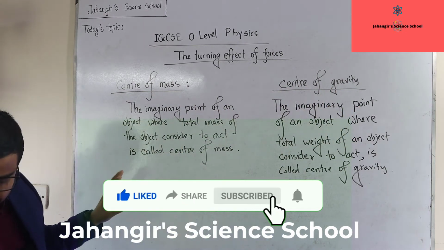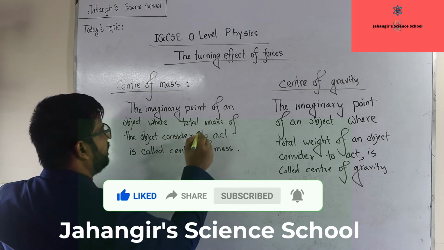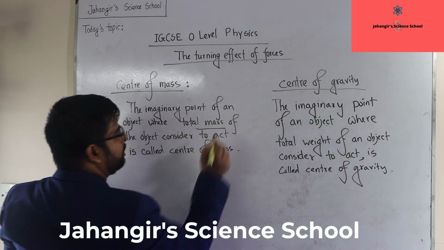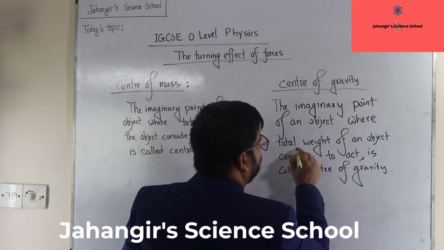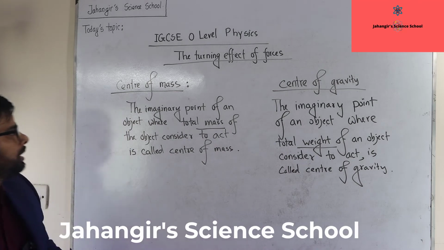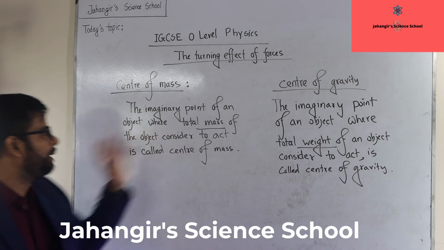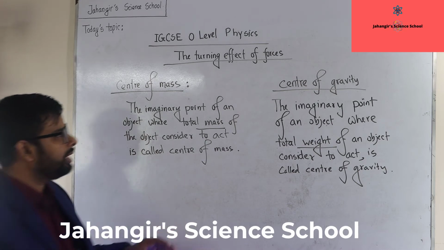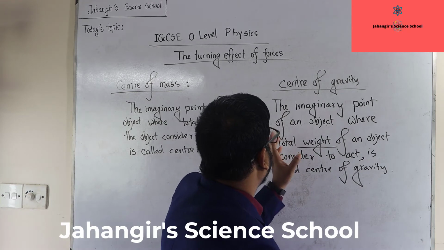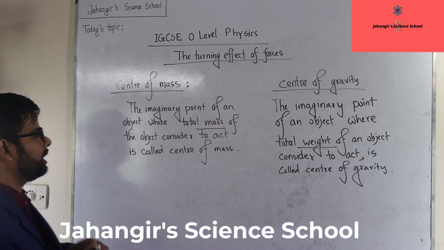So center of mass is related with mass. On the other hand, center of gravity is related with weight. Remember, the imaginary point of an object where total mass is considered to act is called center of mass, and the imaginary point where total weight is considered to act is called center of gravity.